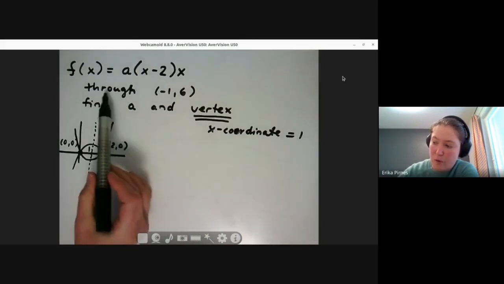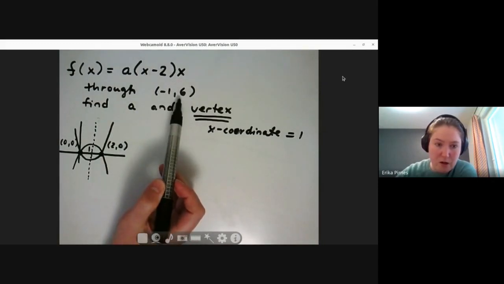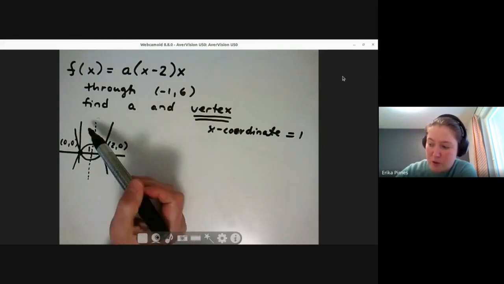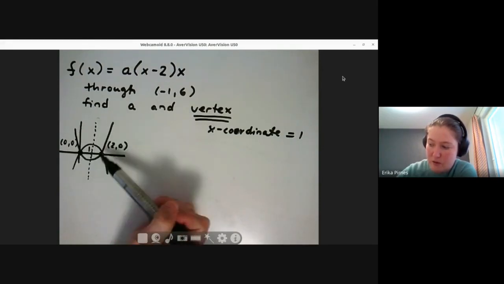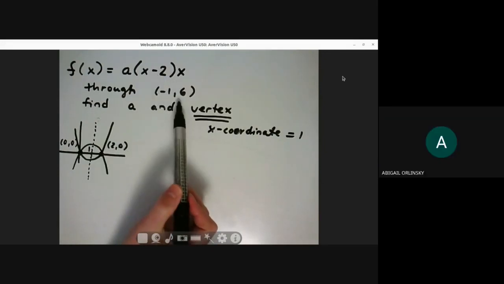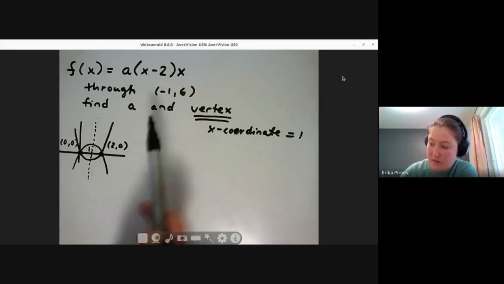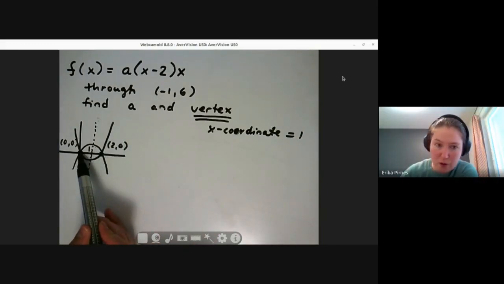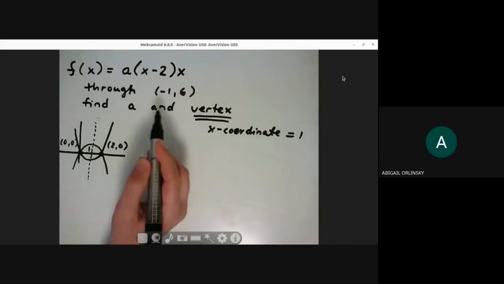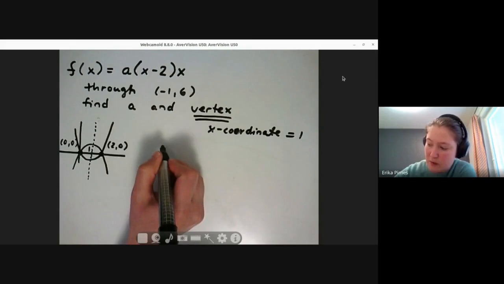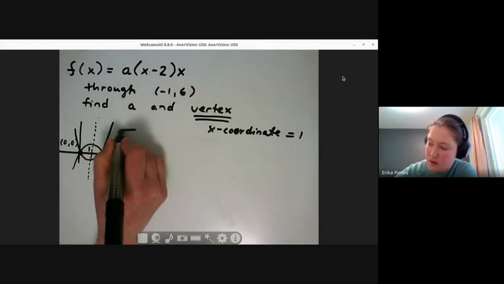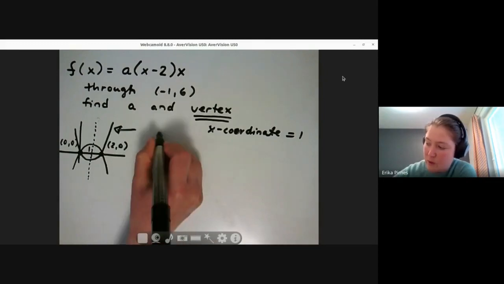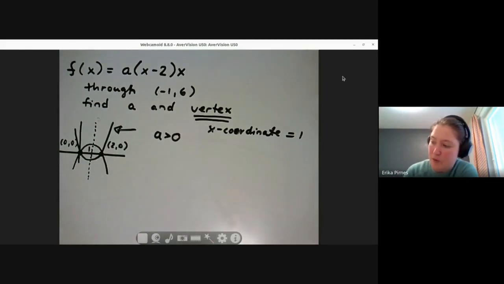But now we want it to pass through (-1, 6). So now, just by looking at the picture, can you tell me, is it opening up or down? Up. Why do you say that? Because the y value is higher. Yeah, when we start from here and go left to -1, we should be going up. So now we know a is what kind of number? Positive. Yeah, so this is the one we are looking at, and we want a to be positive. Really good.